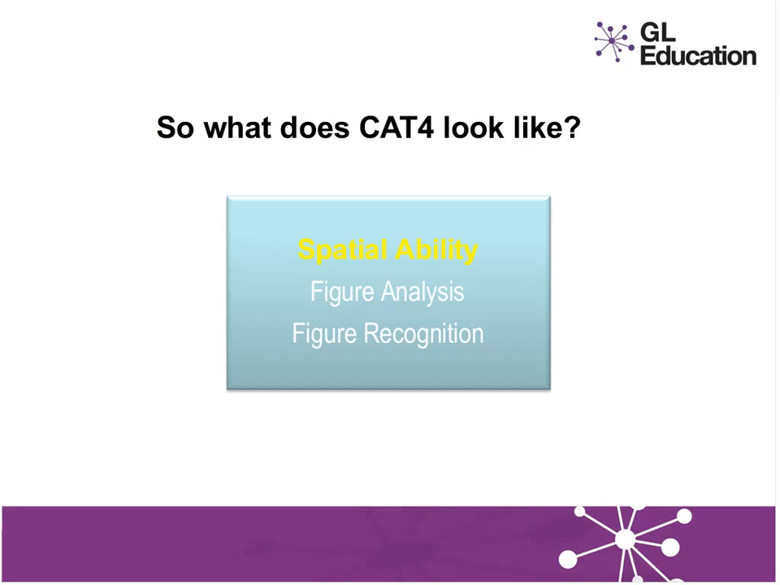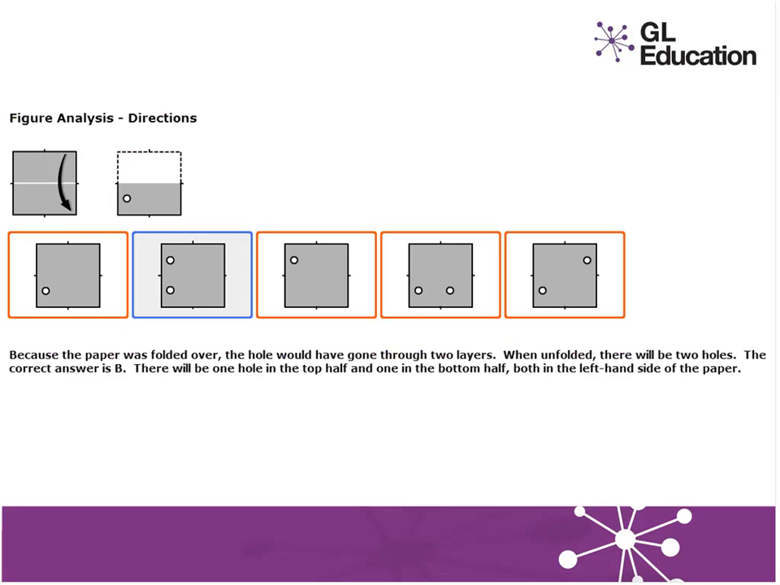And finally, spatial ability. In this example, it shows you a piece of paper that has been folded over in half, and then it's been hole punched. And the question is asking what the paper would look like when it's opened up. So in this example, because the paper was folded over, the hole would have gone through 2 layers. So when unfolded, there will be 2 holes. Therefore, the correct answer is B.